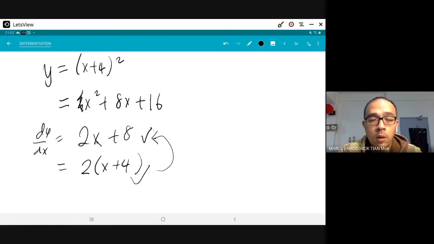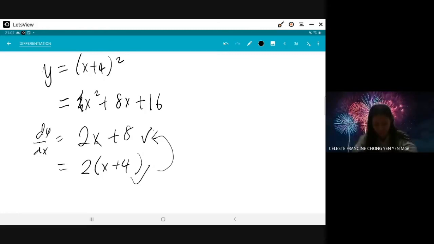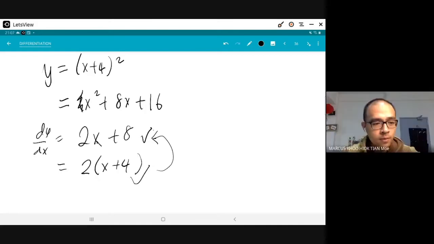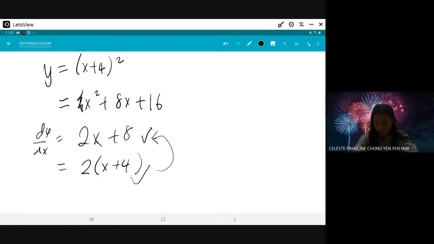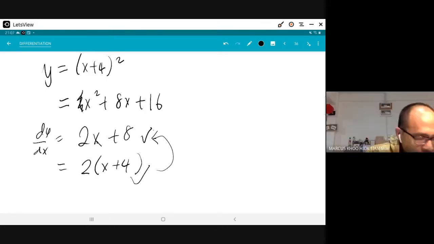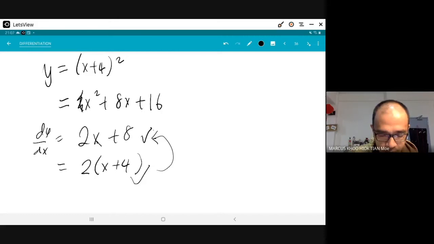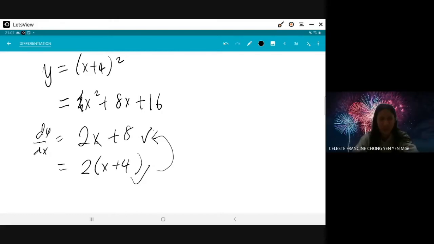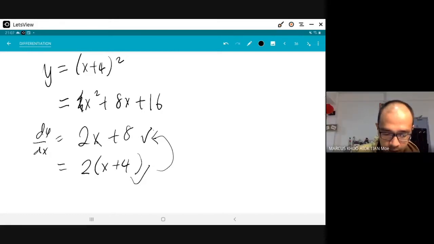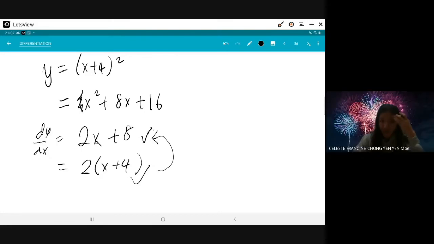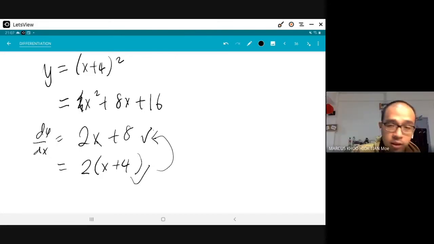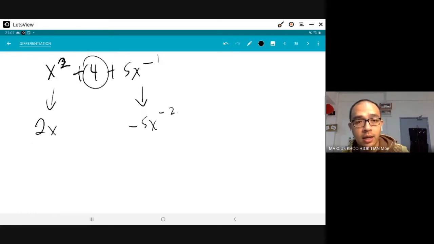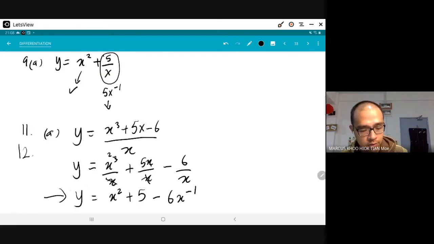Sir, for 11a, is it really plus 2x plus 6 over x squared, the answer? Didn't I already answer this? Hold on. 11a. Yeah, 2x plus 6 over x squared, correct. Because this is the equation, right? Once you get x squared plus 5 minus 6x to the power of negative 1. Is that correct? Did you get that?